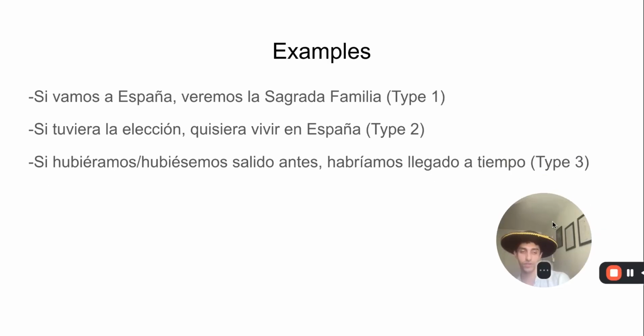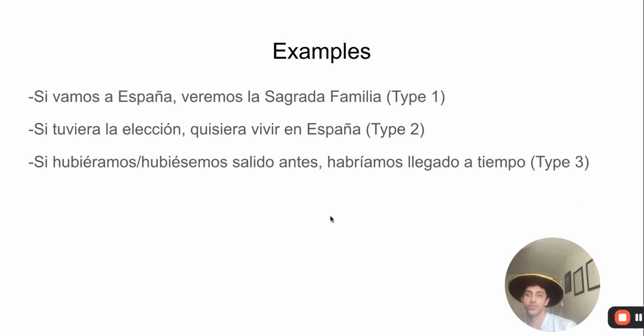Okay, now just a few examples to confirm and make it clear what the differences between each of those different if clauses are. So an example of type 1 is "si vamos a España, veremos la Sagrada Familia." That's the easiest kind of if clause, and that is one that quite a few students are likely to feel confident in pulling off at GCSE level. If we go to Spain, we will see the Sagrada Familia, which I believe is a pretty famous monument in Barcelona.